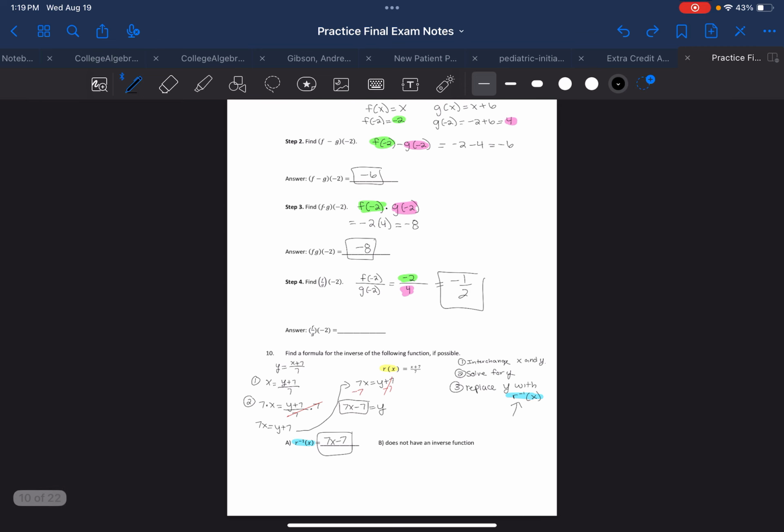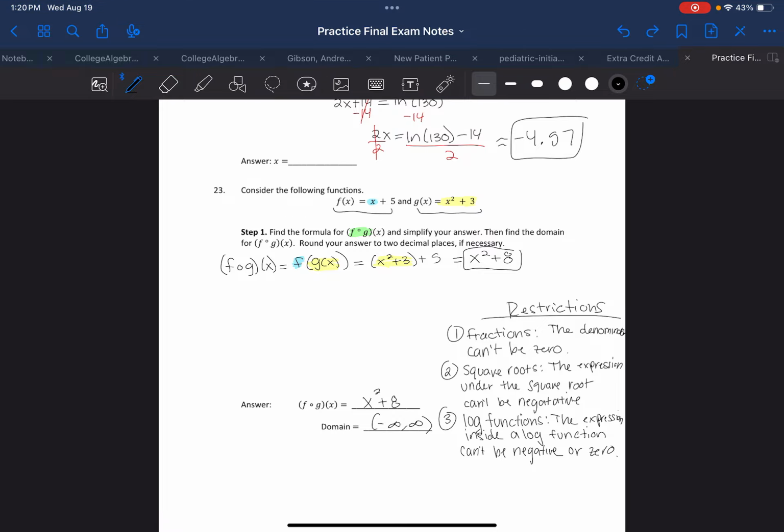You can put these restrictions on your flashcard if you want to, and just remind yourself that when you solve any equations with a logarithm in them, you need to check to make sure your answer does not make the expression inside of the logarithm 0 or negative, because it's not in the domain.